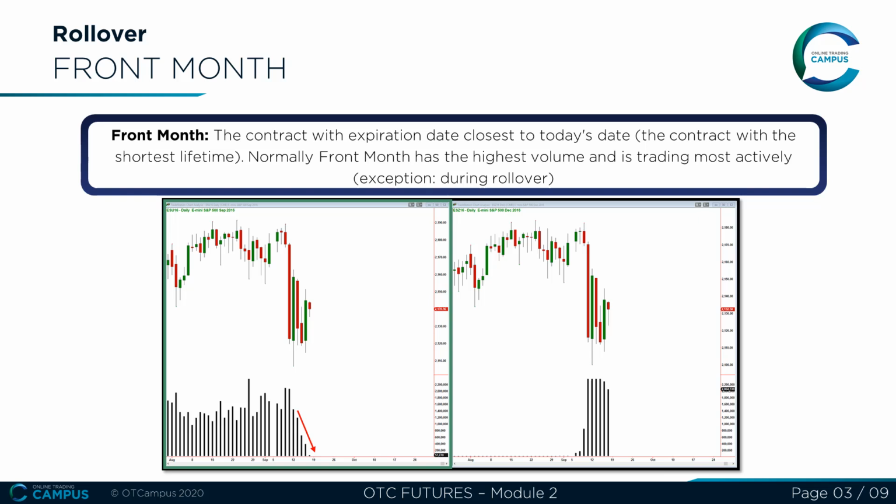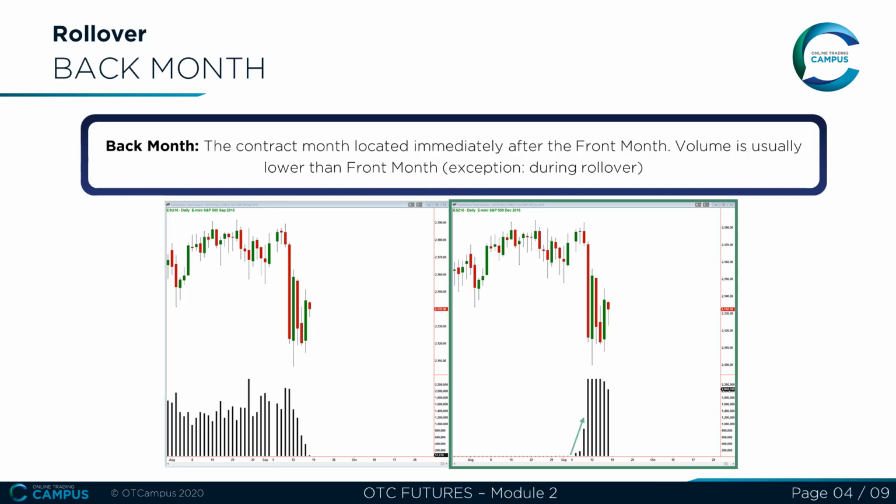So again, what is the front month? The contract with expiration date closest to today's date. The contract with the shortest lifetime basically. Normally front month has the highest volume and is trading most actively. One exception, during rollover. Now the back month is the contract month located immediately after the front month. Volume is usually lower than the front month. Again, one exception, during rollover. As you can see, the volume increases sharply on the back month just a few days before the front month expires. Now, once the back month has more volume, the back month automatically becomes the new front month and the previous front month expires.